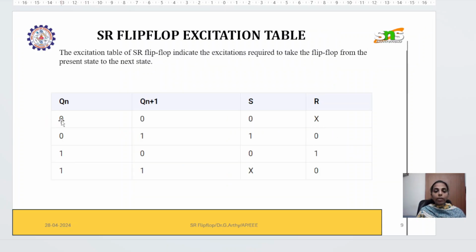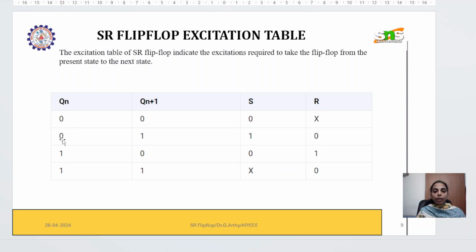When Qn is 0 and Qn plus 1 is 0, that is, present state is 0 and next state is 0, S is 0 always, but R is toggling. That is, at one time it is 1 and at another time it is 0. So we mark it as X. That is a don't care state. Either it could be 0 or it could be 1.